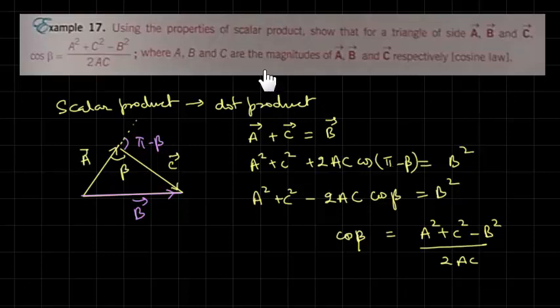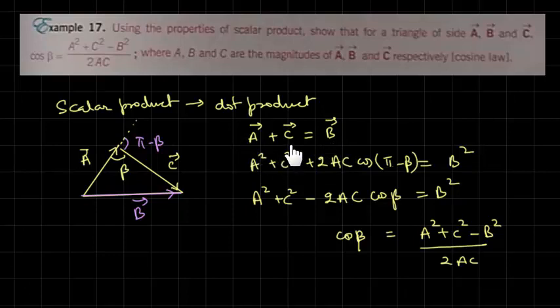So in a triangle, if this is A and this is C, we can say A plus C is equal to vector B, and if this angle is beta, then this angle is pi minus beta. So pi minus beta is the angle between A and C. It's not beta, it's actually pi minus beta, the angle between A and C. So A plus C is equal to B, vector sum, simple, and now we'll equate the magnitudes on both sides.